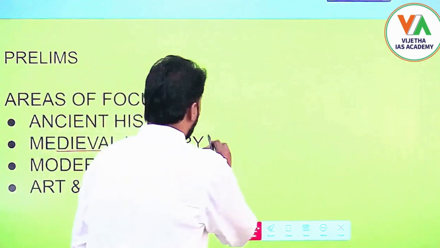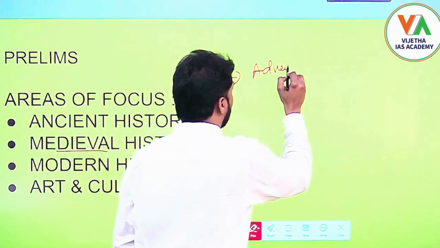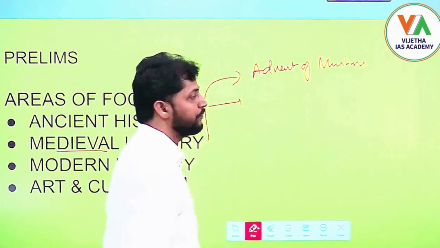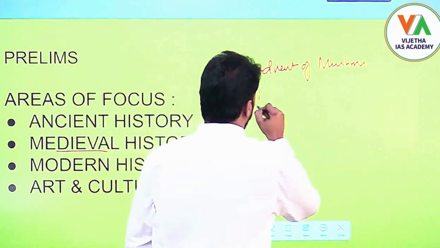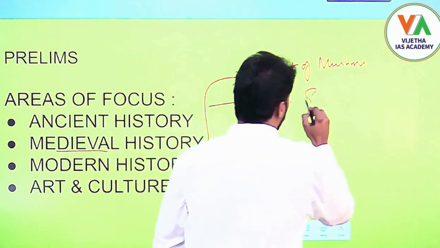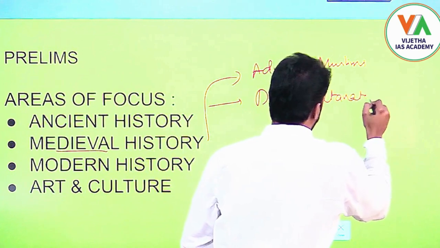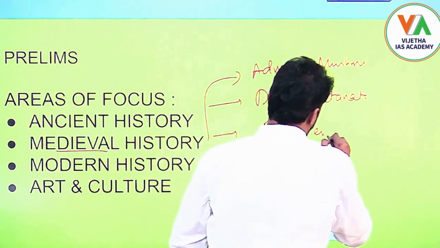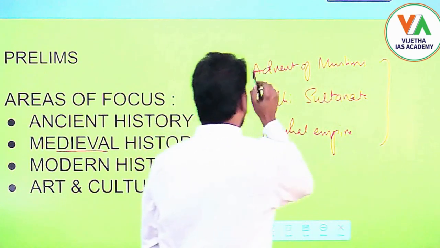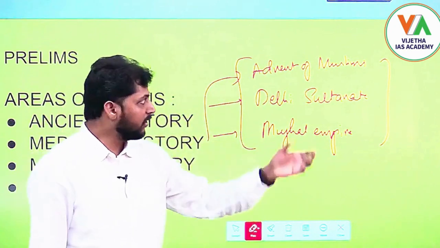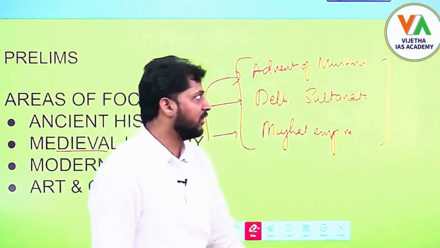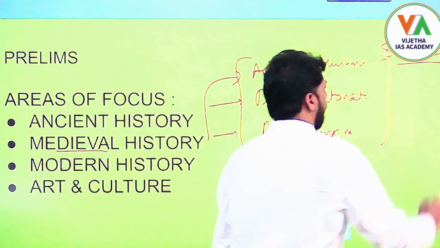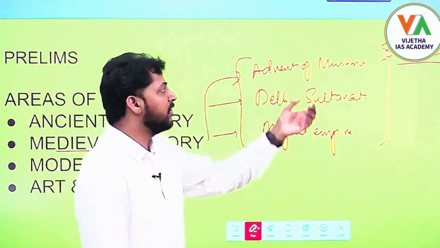So for medieval, we focus more on the initial advent of Muslims in India, right, as well as the foundation of the Delhi Sultanate and the foundation of the Mughal Empire. Okay, so these are the only three that we will focus more on. What are they? The advent, that is starting with the 8th century AD and till the 11th century AD. That period we will discuss separately.